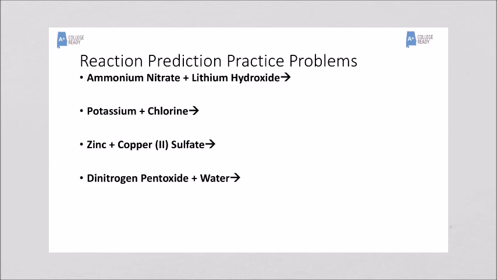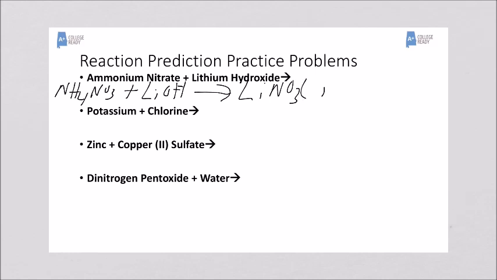Next, we're looking at ammonium nitrate plus lithium hydroxide. So again, this is a reaction between two salts. Ammonium nitrate is NH4NO3. Lithium hydroxide is LiOH. These are going to double replace. So we're going to get lithium with nitrate. Lithium's a +1 ion. Nitrate's a 1- ion. All nitrates are soluble, so this is aqueous.